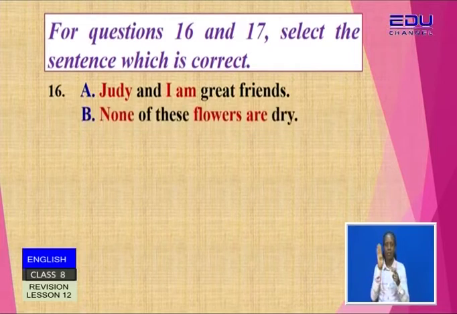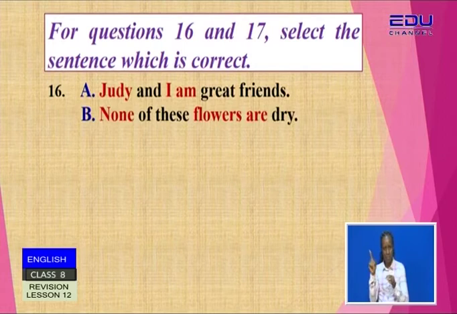Then we come to choice B. None of these flowers are dry. None of these flowers are dry. Is the sentence correct? I've highlighted none and flowers and are. Why?